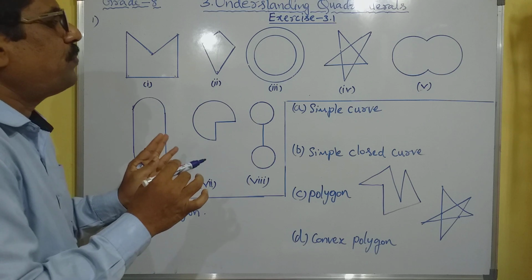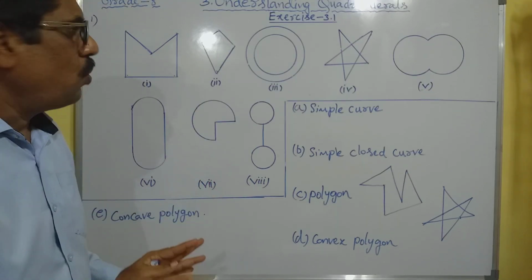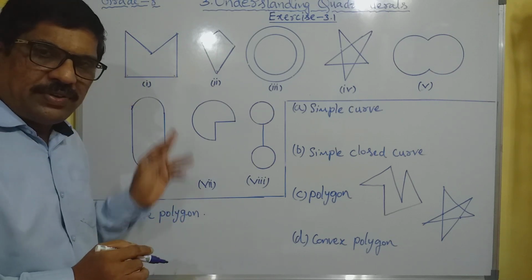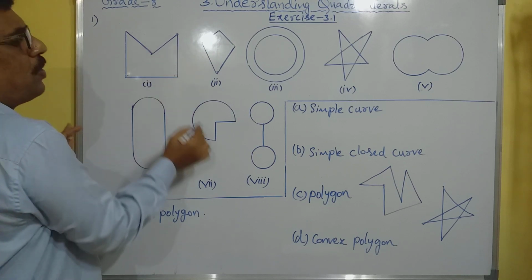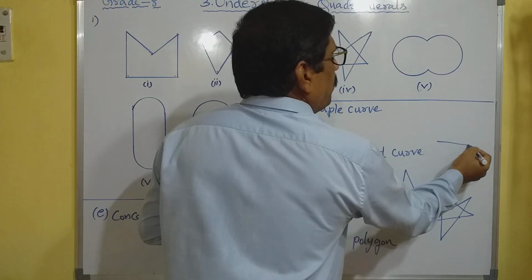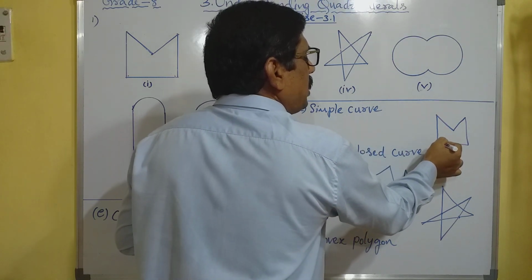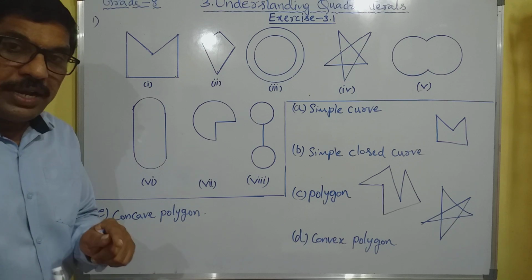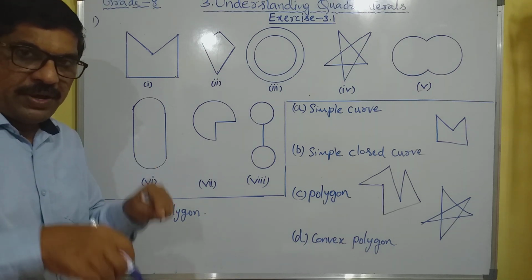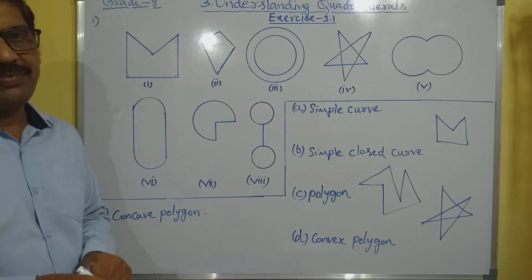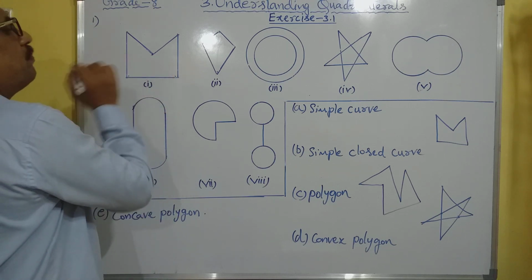So now look at the given figures. We have to classify which of the given figures are simple curves. The first one, is it a simple curve? Yes. If you start drawing this shape from a point like this, without touching or intersecting any line, you can come to the starting point without intersecting the given curve or line itself. Such figures are called simple curves. So the first one is a simple curve.